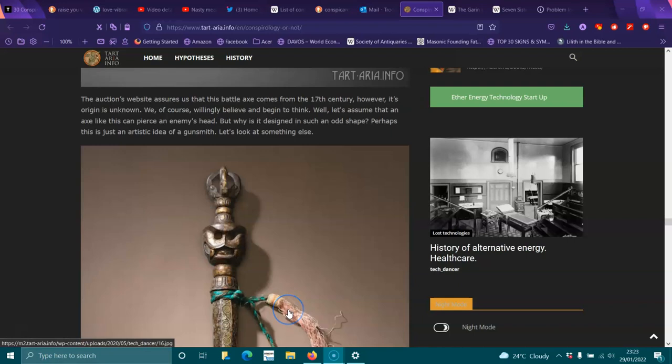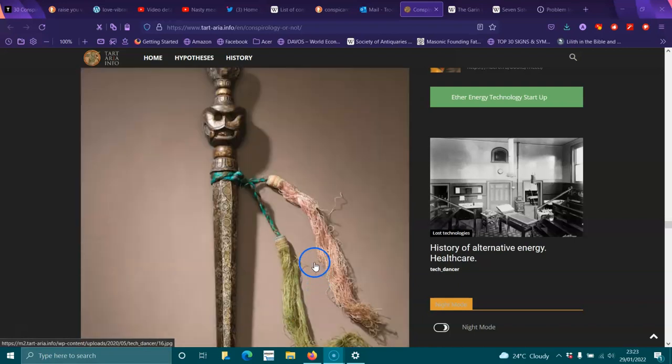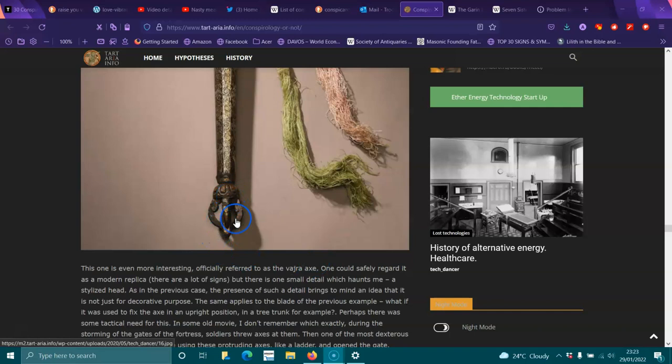Let's look at something else. Looks like an energy weapon. You know, like on Star Trek where they have the phasers and the energy comes out. One of the even more interesting ones, officially referred to as a Vajra axe, one could safely regard as a modern replica. There are a lot of signs, but there is one small detail which haunts me. A stylized head. As in the previous case, the presence of such a detail brings to mind the idea that it is not just for decorative purposes.